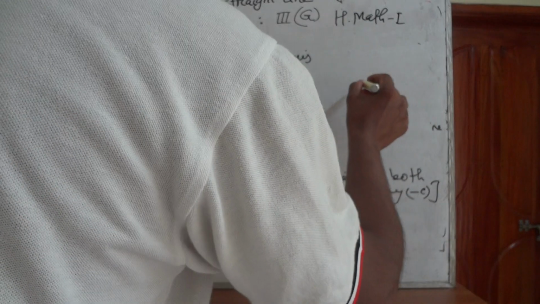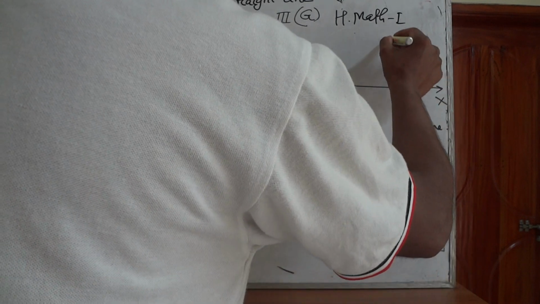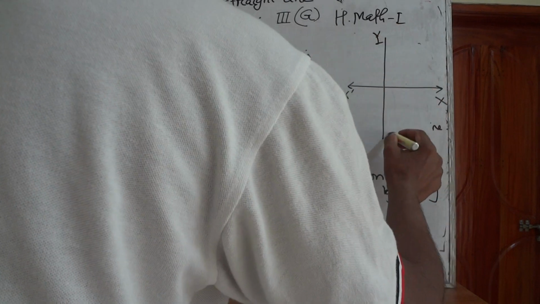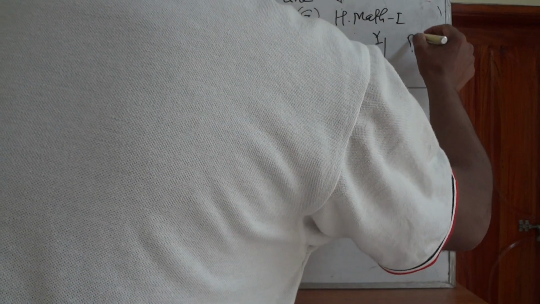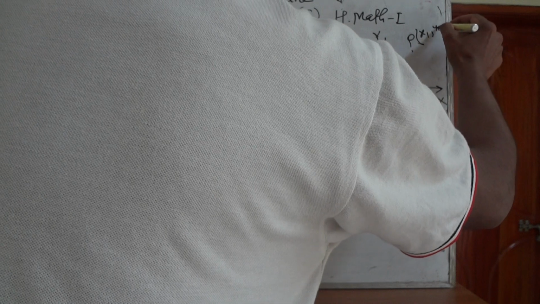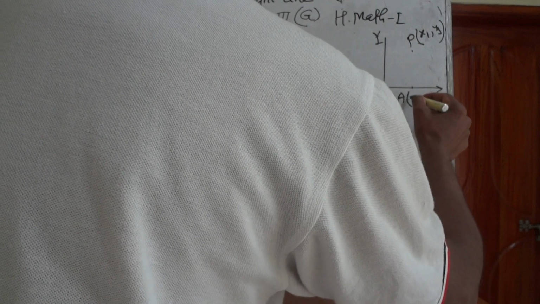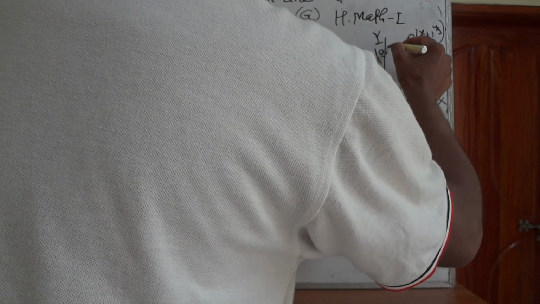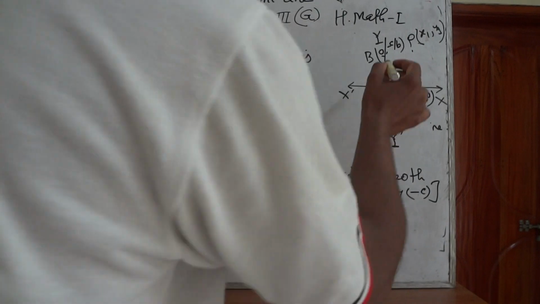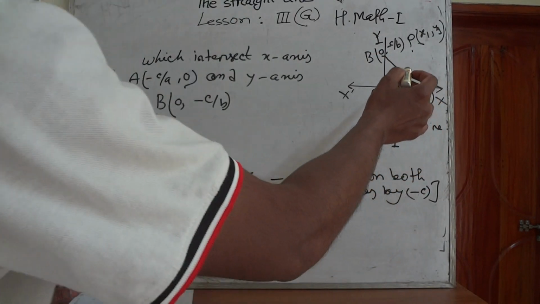Now we have to draw a figure. This is the x-axis. This is the y-axis. This is the origin. Take point P here, (x1, y1), and point A (minus c by a, 0), point B (0, minus c by b). Now join these two points and it will be the given straight line, ax plus by plus c.